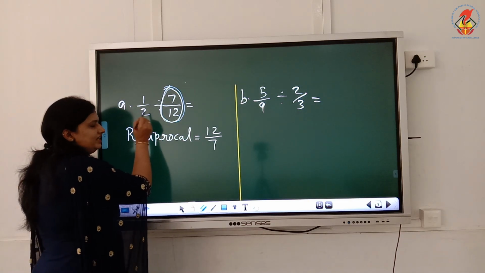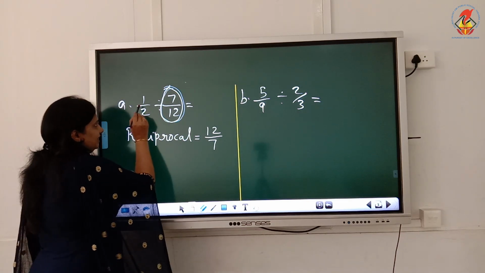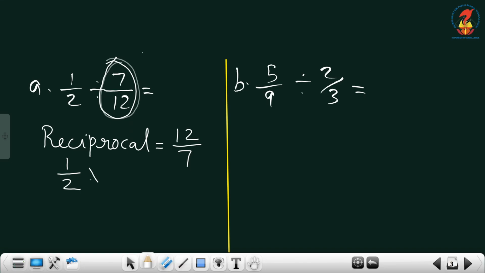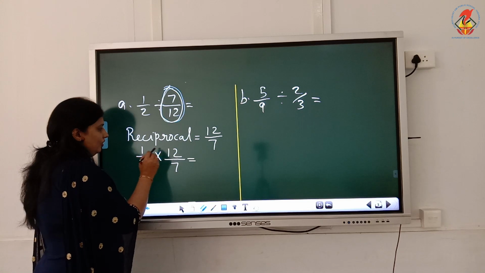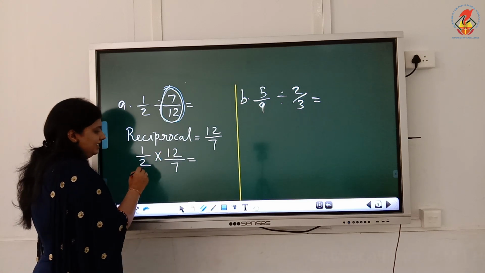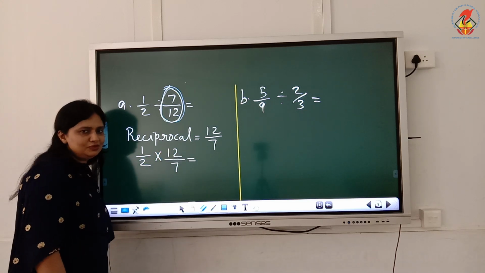After that I need to multiply by the dividend. But here the dividend is what? 1 by 2. 1 by 2 into the reciprocal of the divisor, that is 12 by 7, equals what? That is 1 into 12 equals 12, and 2 into 7 equals 14.